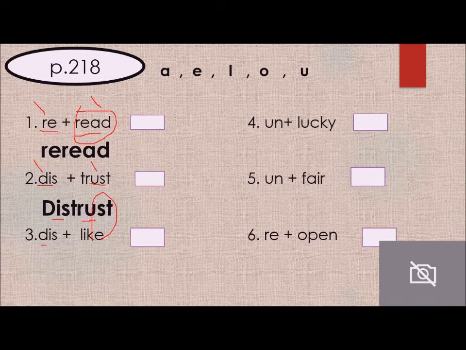We are only hearing the syllable I, or the vowel I. So distrust or dislike have two syllables. We have I in this and I in like.